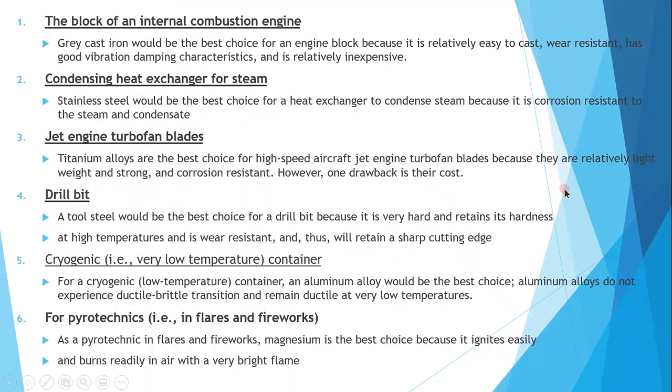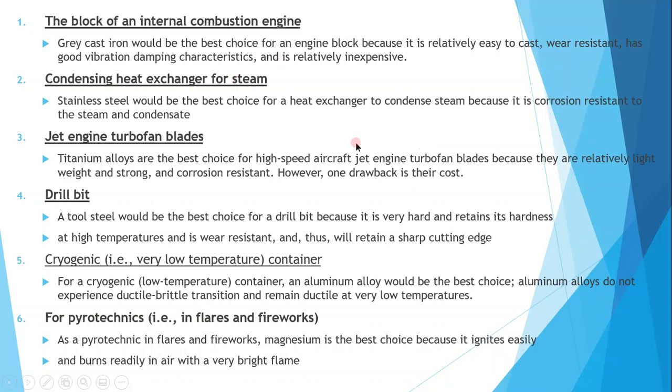I'll discuss in another video why. So the block of an internal combustion engine should definitely be made of grey cast iron because it is relatively easy to cast, it's wear resistant, and it has a good vibration damping characteristic, and it's relatively inexpensive, so that's what you want to go for.